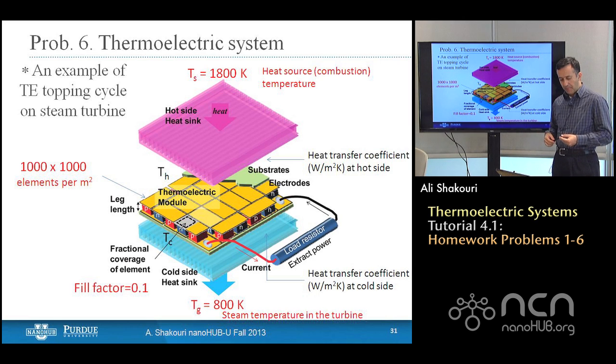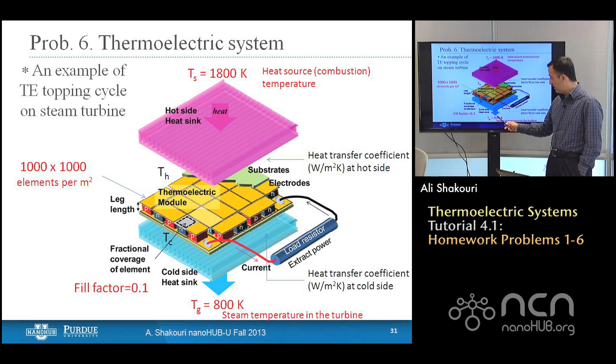The last problem of the homework had to do with the thermoelectric system cost analysis. So here's, for example, a thermoelectric model. You assume a heat source, which in this case we assume is coming from combustion, 1800 Kelvin. Cold side of it, we assume 800.